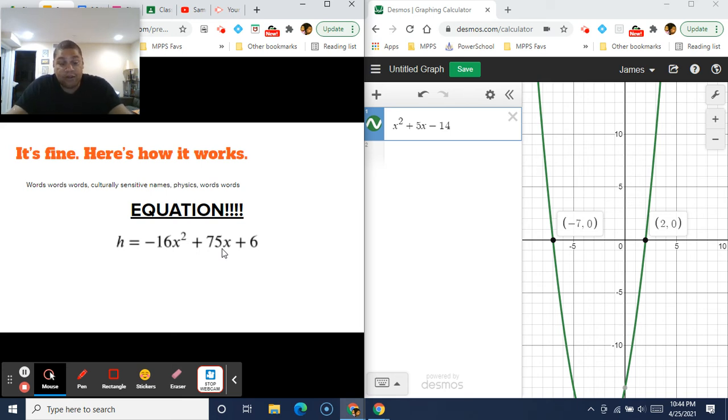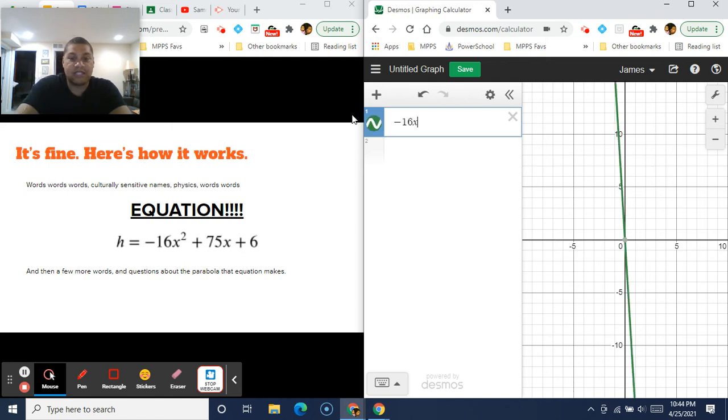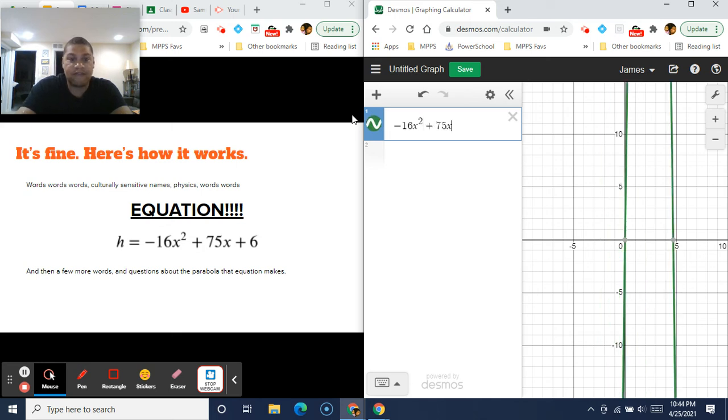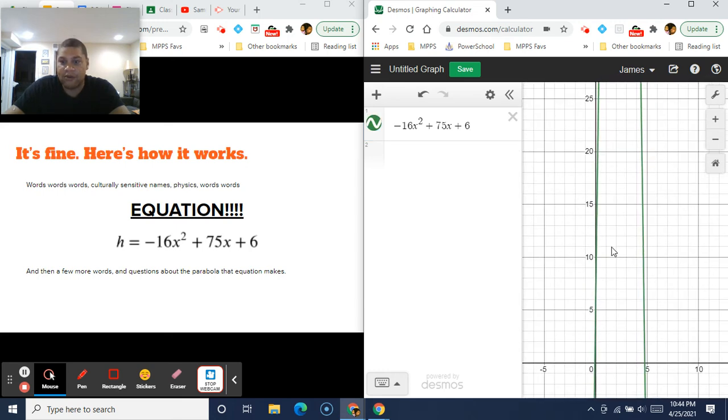It's great if you want to go into STEM one day. If you're just trying to get through your math class, I still love you. And you just type the equation into Desmos and answer the questions it's going to have about the parabola, because it's going to have a few more words and then it's going to have some questions. So if we look at this example and we just type in negative 16x squared plus 75x plus 6, you'll see a whole big, long, scary looking graph. It looks like it doesn't really stop if you go up the top.